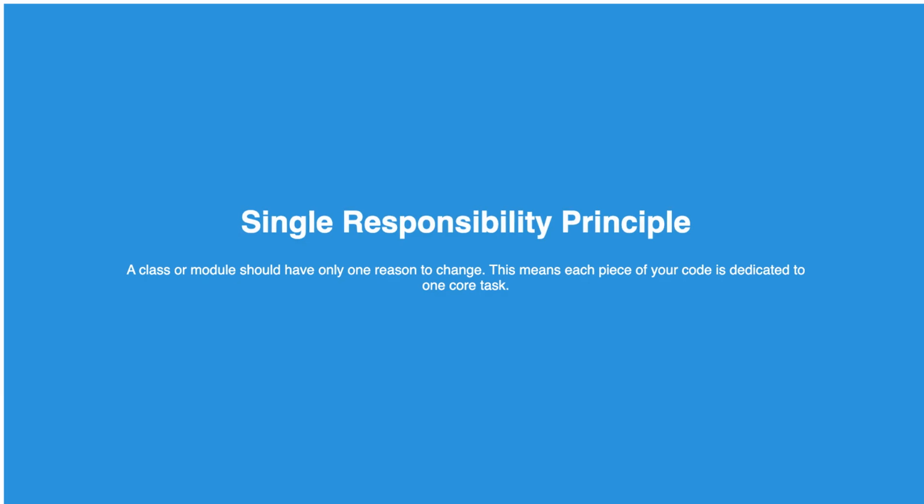Imagine having a Swiss Army knife for everyday work. It can do everything, but it's a bit clumsy. Instead, specialized tools get the job done more reliably. In code, if one class handles too many different tasks, any change in one task might break the others.